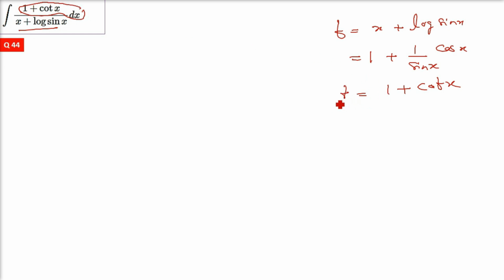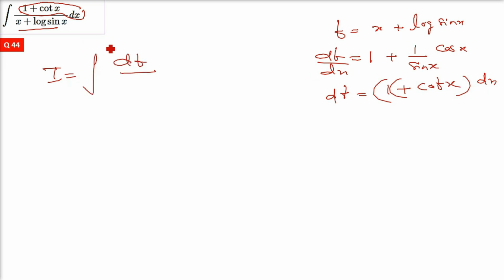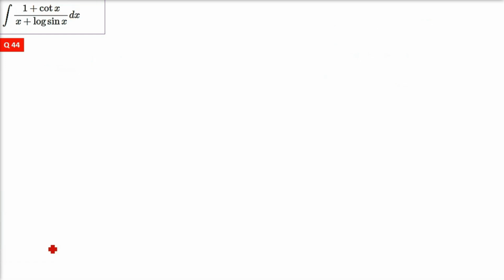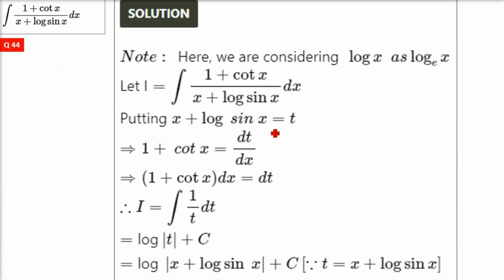So this dt and dx we can take on the right hand side. So dt by dx was this one. When we take dx on the right hand side, integration of numerator is dt, denominator is t. So this is ln modulus of t plus constant of integration. So what is t? T is x plus log sin x. So ln modulus of x plus log sin x plus constant of integration.